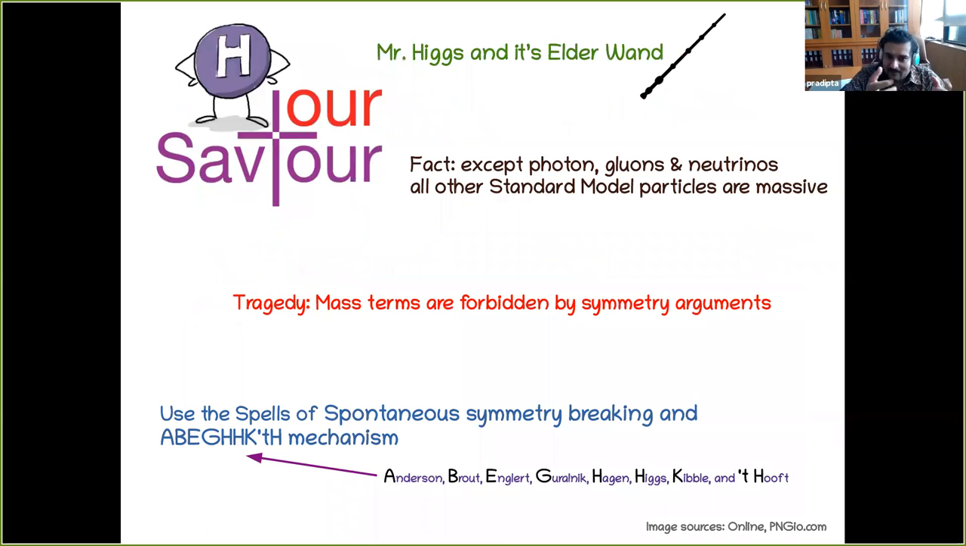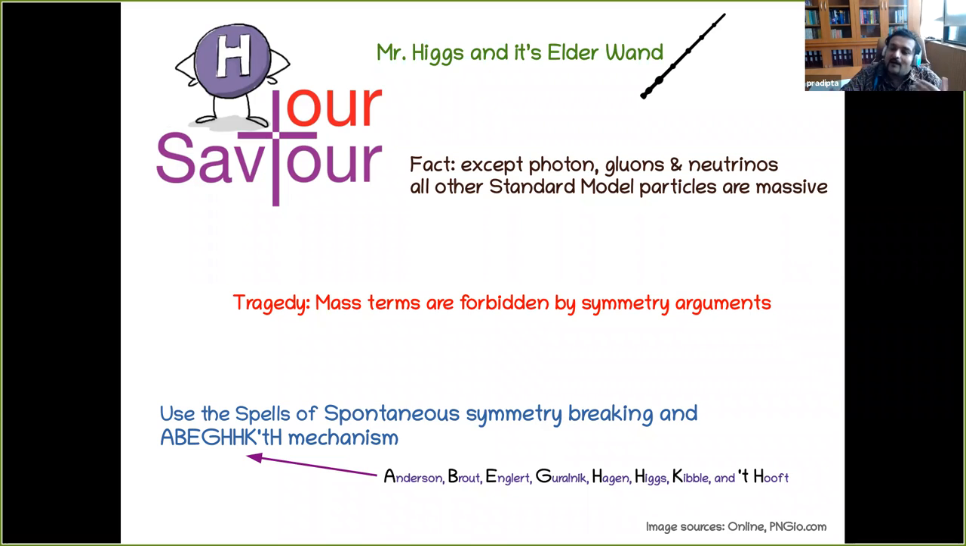So as I mentioned, except photons, gluons, and the neutrinos (neutrinos are massive as of now, but when Glashow, Weinberg, and Salam formulated the theory of the standard model, at that point of time, neutrinos were exactly massless). So except these few entities, all other standard model particles are massive, and these are experimentally proven facts.